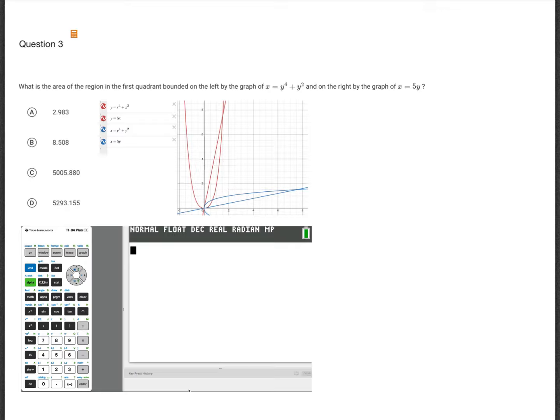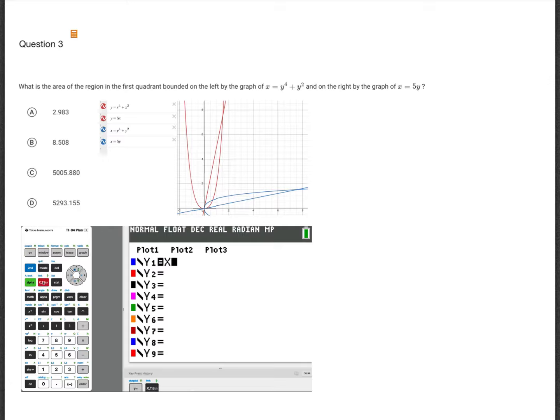Okay, so the only thing really to do, we're going to set up an integral, but we have to really know the x value here, this point here, because that's going to be our upper limit. We're going to go from 0 to whatever this x value is, and then integrate the top function minus the bottom function. Okay, so let's go to the calculator and first find that intersection.